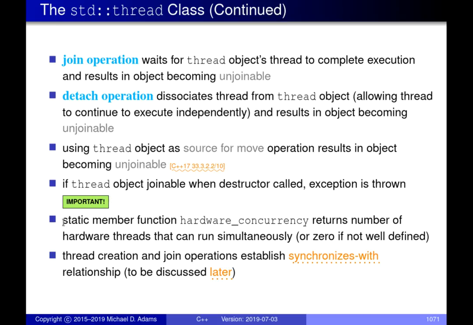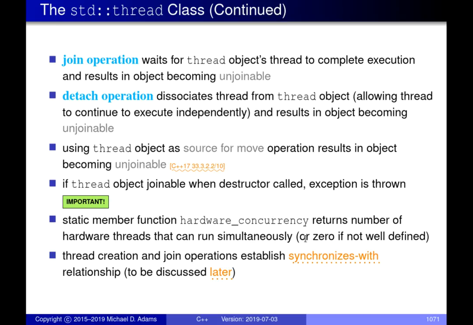A few other things with respect to the thread class. There's a static member function called hardware concurrency, and this basically returns the number of hardware threads that can be run simultaneously, because sometimes you might want to make the number of threads that your application uses depend on the hardware. So maybe you have an 8-core processor, and you want to fire up 8 threads, one for each core, assuming that most of the time there's nothing else running, so you want to fully utilize the cores that are available.